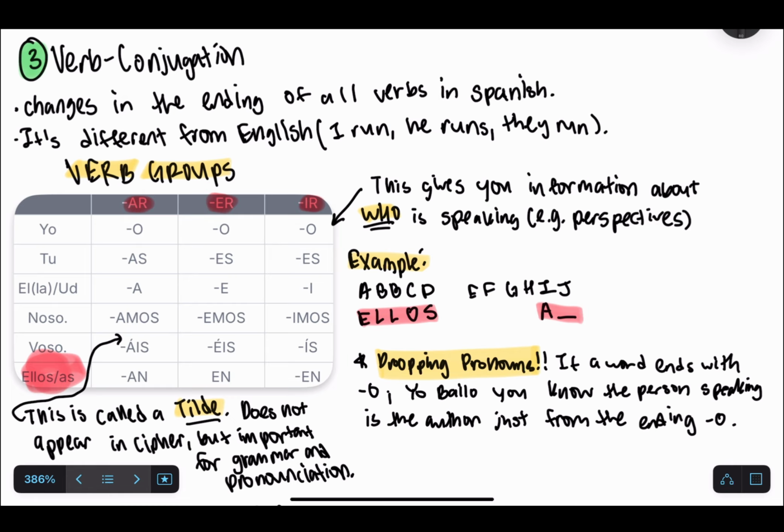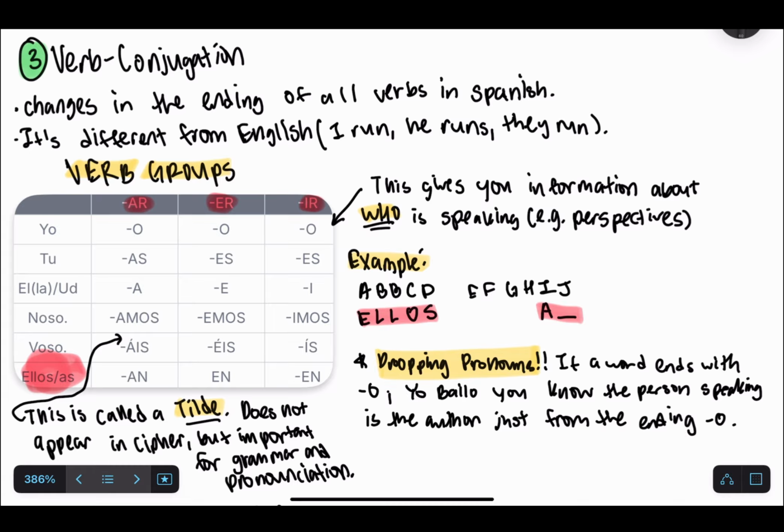Now, lastly, there is one more thing about verb conjugation, and that's going to be dropping pronouns. In Spanish, people often leave out words like yo, which means I, or nosotros, which means us, because the verb ending already tells you who is speaking. For example, right here, I can see that whenever I have yo, which means I, every single one of these verb endings ends with an O. So if you just say bailo instead of yo bailo, you already know that you're talking about yourself.